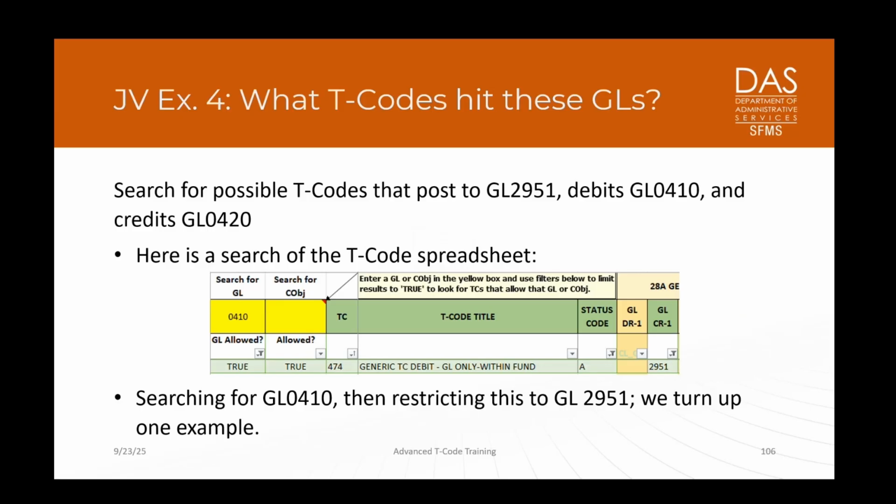Okay, if we search in our T code Excel spreadsheet and look for the GLs, hit the 0410, it's very clear. We're just landing with one T code, 474.